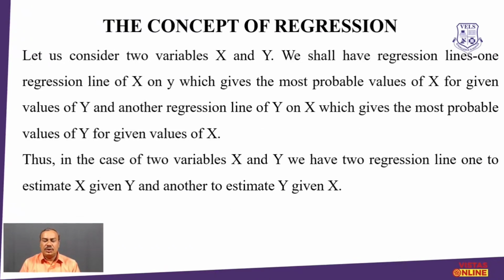Let us consider two variables x and y. We shall have regression lines, one regression line of x on y which gives the most probable values of x for given values of y, and another regression line of y on x which gives the most probable values of y for given values of x. Thus, in the case of two variables x and y, we have two regression lines, one to estimate x given y and another to estimate y given x.